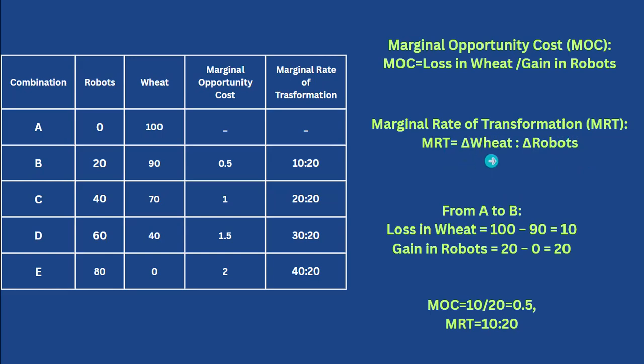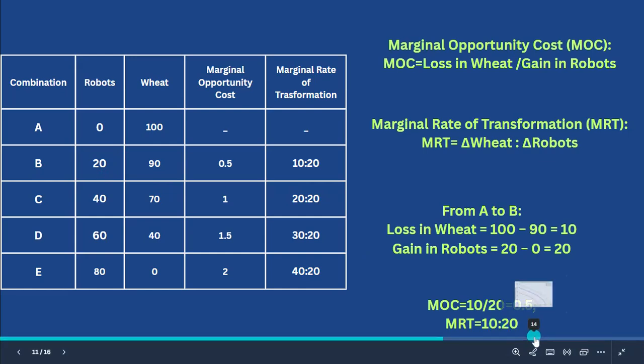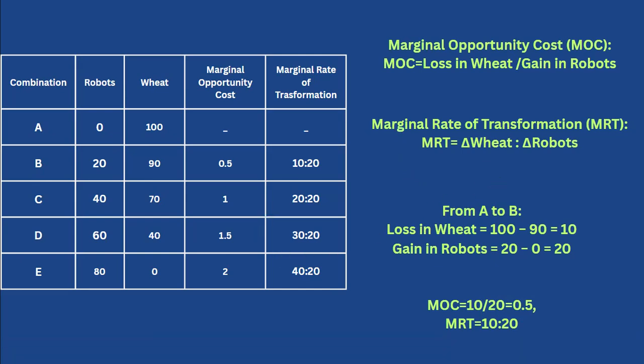If you make some changes in wheat, you will get some changes in robot production. This delta means change. So what change is there? Sacrifice in wheat. So how much sacrifice is there? 10 units of sacrifice is there, then 20 units of robot you will get. So 10 is to 20. MRT is 10 is to 20, and MOC is 10 by 20, 0.5. So this is a very simple equation and a simple concept. You go through it 2, 3 times, then you will understand very well.